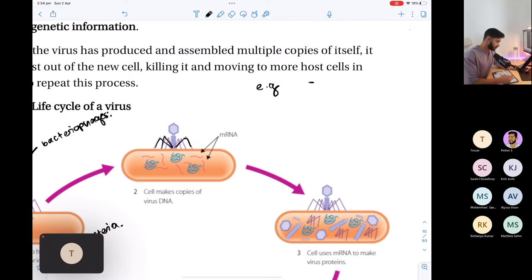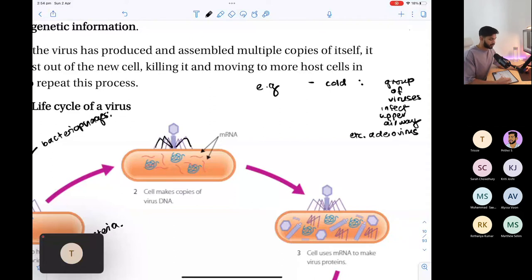So the example I gave you was the cold, which is caused by a group of viruses that infect the upper airway, aka the throat. An example of a virus that causes a cold is adenovirus, etc. Okay, or rhinovirus. These are just two different viruses that cause a cold. Okay, just pick one.